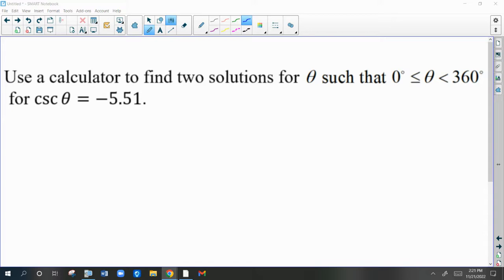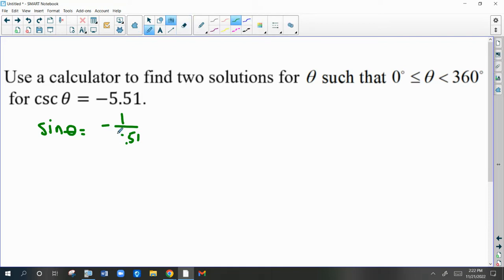Here's another trig equation that we're going to solve with the calculator. We're looking for two solutions between 0 and 360 degrees. The cosecant is negative 5.51. So the first thing I'm going to do is put this in terms of sine, cosine, or tangent. Cosecant is the reciprocal of sine. So I'm going to start like this: negative 1 over 5.51. So that's more familiar to us, and it's a lot easier to work with.